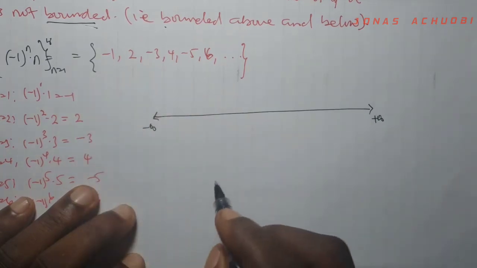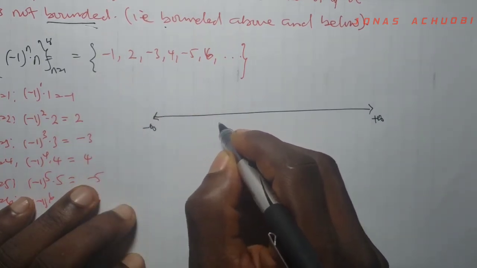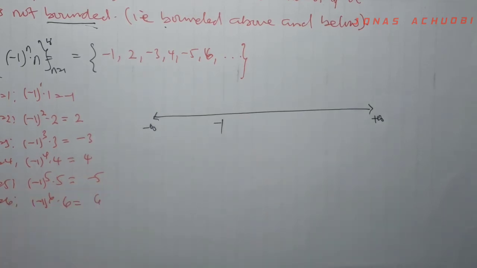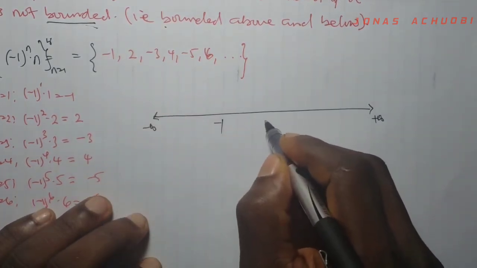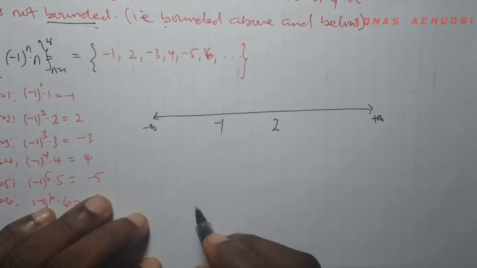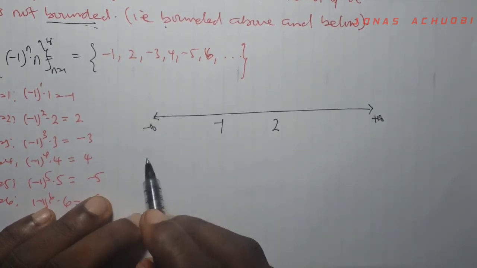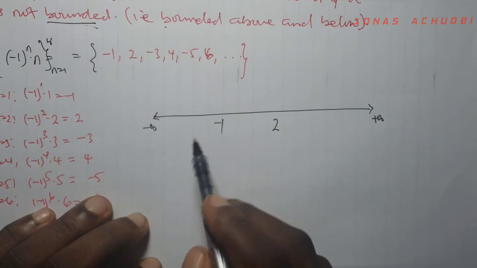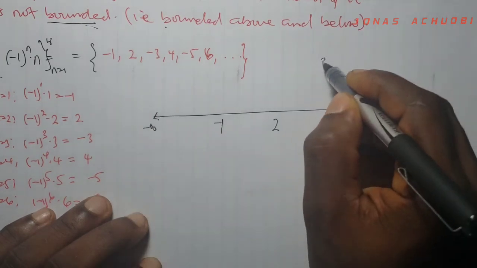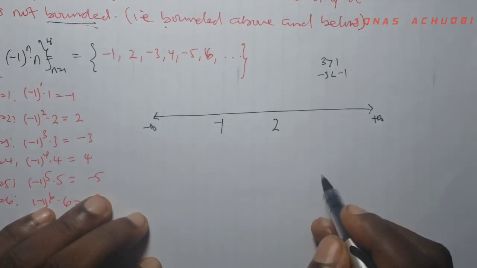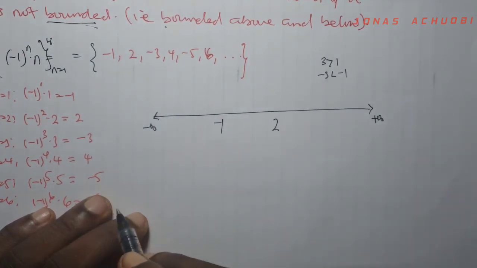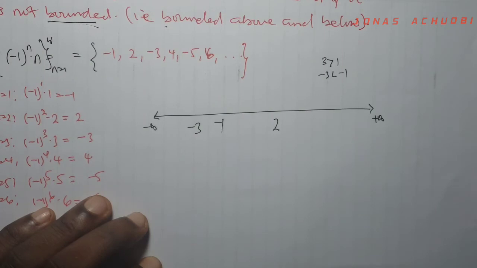So the first term there is -1. -1 is somewhere here. So that's the first term. Second term is 2. 2 is to the right of -1. 2 is somewhere here. The third term is -3. And of course, -3 is smaller than -1. I've explained already that 3 is bigger than 1, so -3 is less than -1. So -3 will be to the left of -1. So -3 is somewhere here.